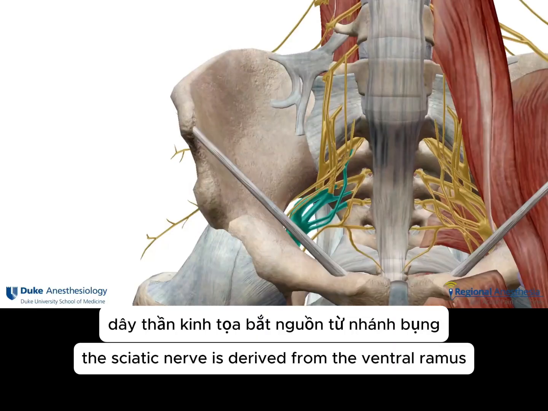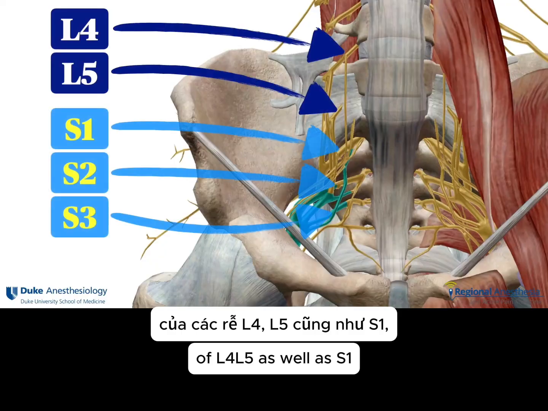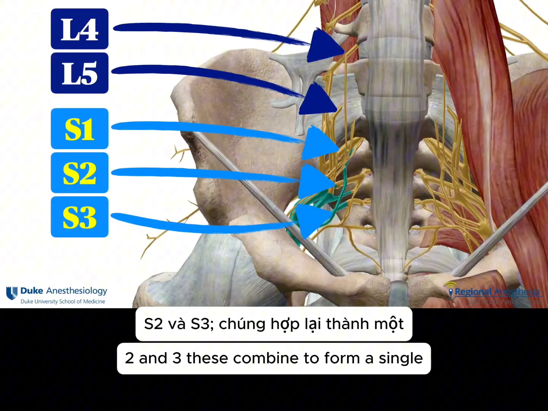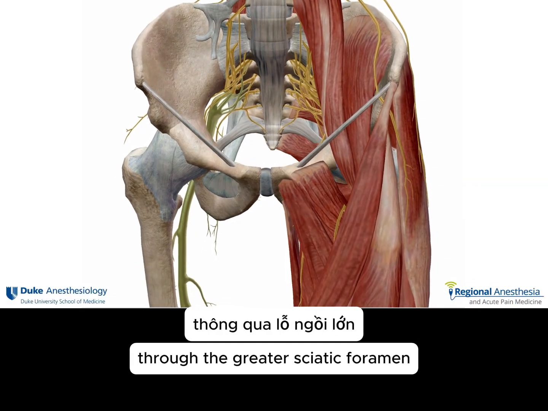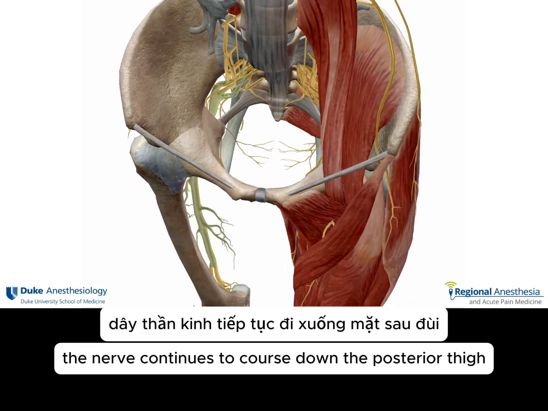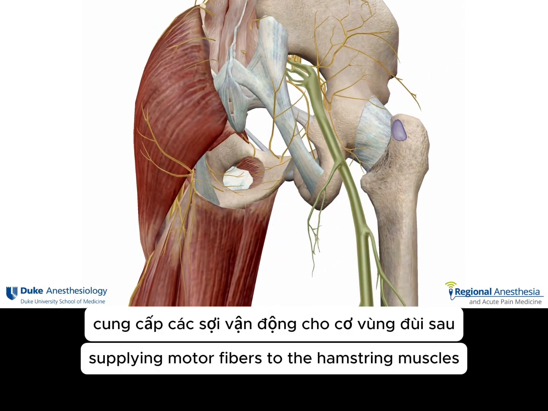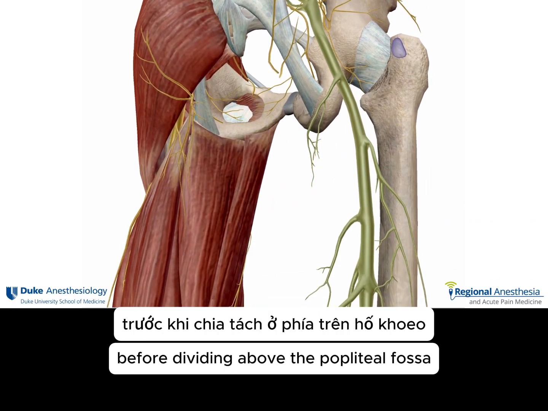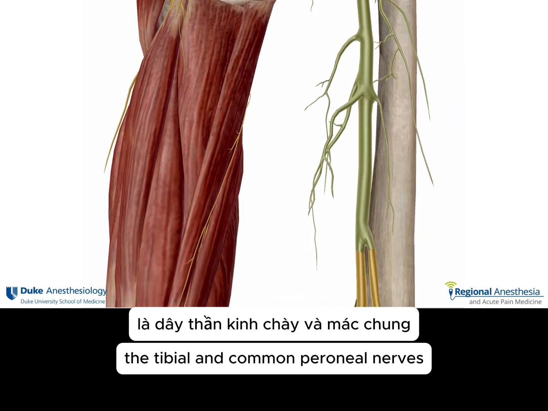The sciatic nerve is derived from the ventral rami of L4, L5, as well as S1, 2, and 3. These combine to form a single large nerve that then leaves the pelvis through the greater sciatic foramen. The nerve continues to course down the posterior thigh, supplying motor fibers to the hamstring muscles, before dividing above the popliteal fossa into its two terminal branches, the tibial and common peroneal nerves.